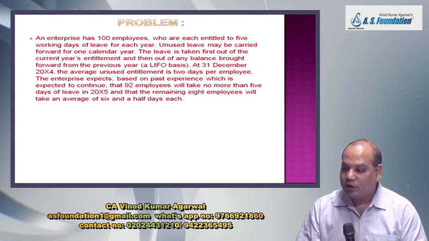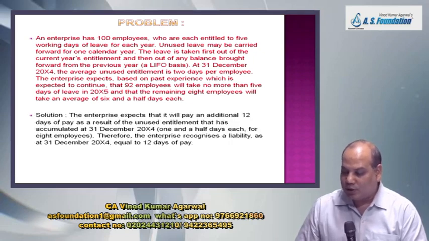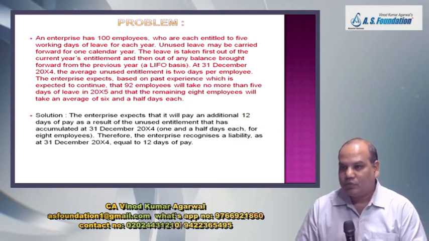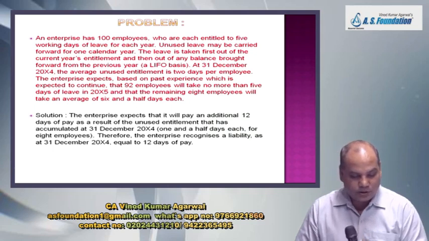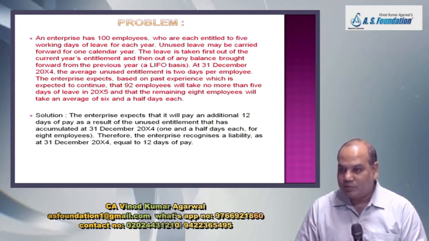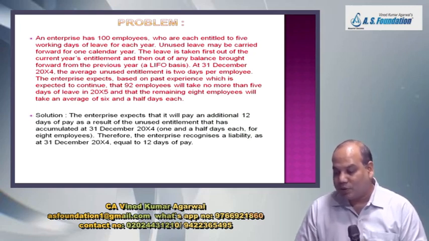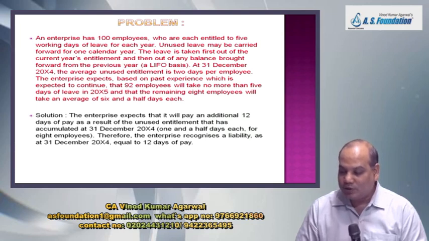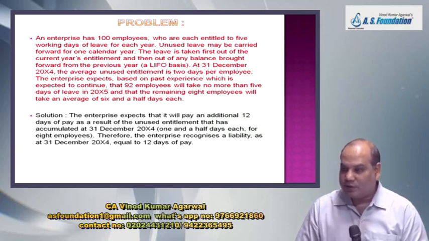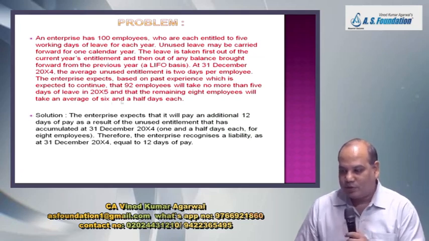The company will have to pay for 8 employees at 1.5 days each, that is mathematically 12 days of pay. So they'll make provision for 12 days of pay. Is the answer written there? Yes, the enterprise expects that it will pay an additional 12 days of pay as a result of unused entitlement that has accumulated on 31st December, that is 1.5 into 8. Therefore, the enterprise recognizes a liability equal to 12 days of pay.